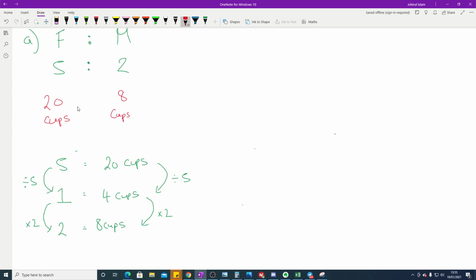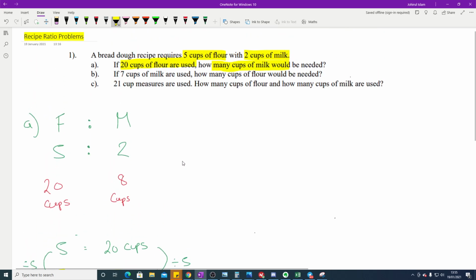There we go. Okay, so the ratio of 5 equals 20 cups and the ratio of 2 will equal 8 cups. First we work out what the ratio of 1 will equal, which is 4 cups, and then we can multiply that by 2 to work out what the ratio of 2 will equal, which is 8 cups. So that's question A done. Now let's have a look at question B.